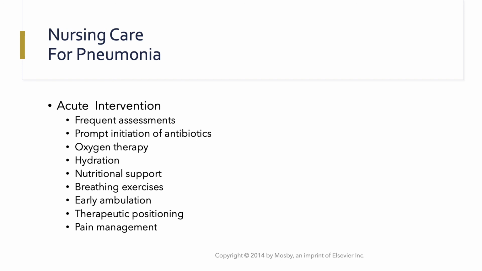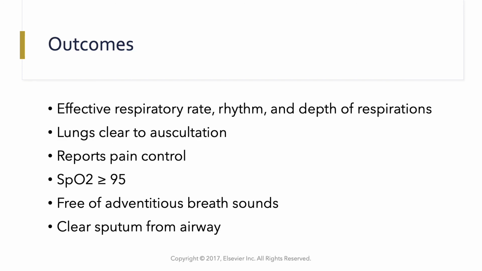And then there it is again, pain management. People with pleurisy or pleuritic chest pain are not going to want to take those deep breaths that are so important to keep them healthy. And then let's keep the goals in mind. Effective respiratory rate, rhythm, and depth of respiration. We want to help people breathe well, right? We want their lungs to clear up. That's the goal here. So coughing and encouraging incentive spirometer and perhaps suctioning is going to help with that.